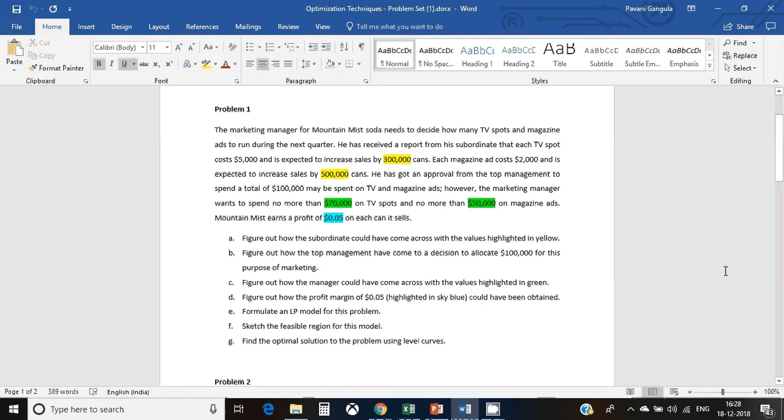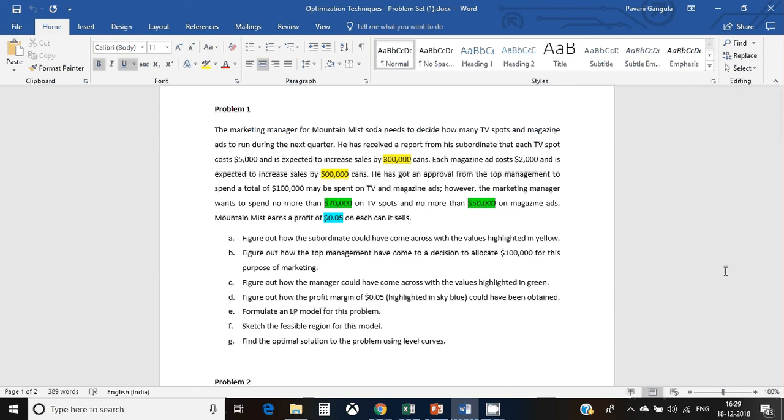The marketing manager for Mountain Mist Soda needs to decide how many TV spots and magazine ads to run during the next quarter. He has received a report from his subordinate that each TV spot costs $5,000 and is expected to increase sales by 3 lakh cans. Each magazine ad costs $2,000 and is expected to increase sales by 5 lakh cans.